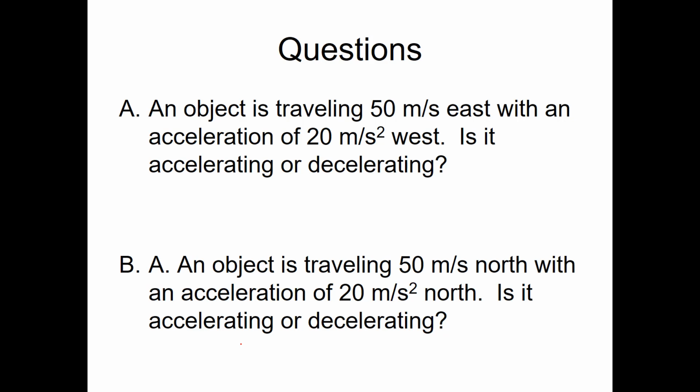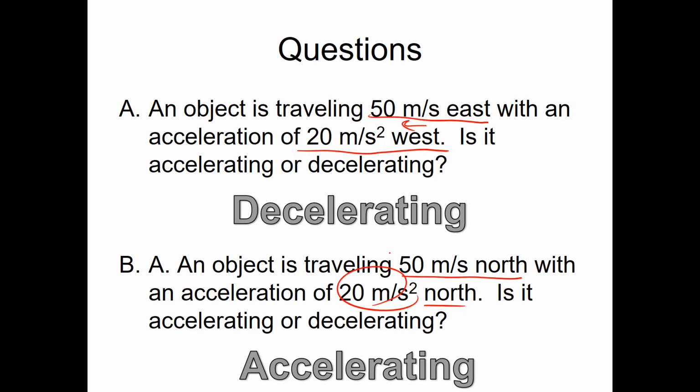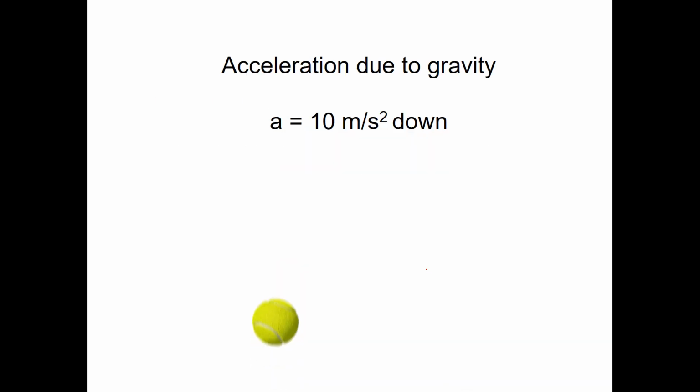So here are just two questions. If an object was traveling 50 meters per second east with an acceleration of 20 meters per second to the west, so it's changing to the west, is it accelerating or decelerating? And hopefully you said decelerating. If an object was traveling north, and its acceleration, or its change in velocity, was also to the north, it's going to be getting faster and faster and faster. And that one, 1 second later, would be going 70 meters per second to the north. And that would just keep on going because it's accelerating.